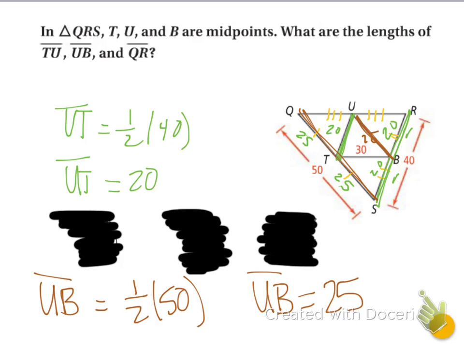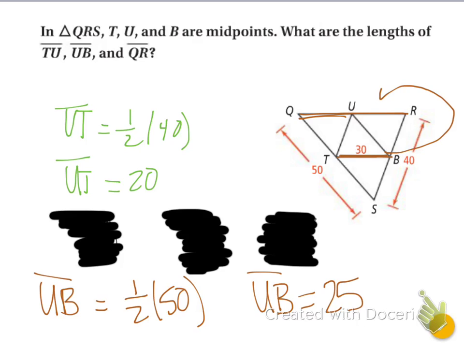Okay, but the next one I need to find is QR. I said that this mid-segment, I'm going to erase this stuff so we can see it, is half of whatever this is. So we need to double it to get back to square one. So if I double it, 30 times 2 is 60. Now let's think backwards. The half of that should be the mid-segment. So half of 60 is 30. So we know that that's correct. So you just have to work backwards.